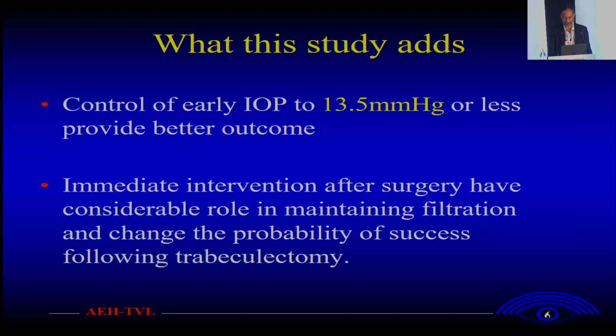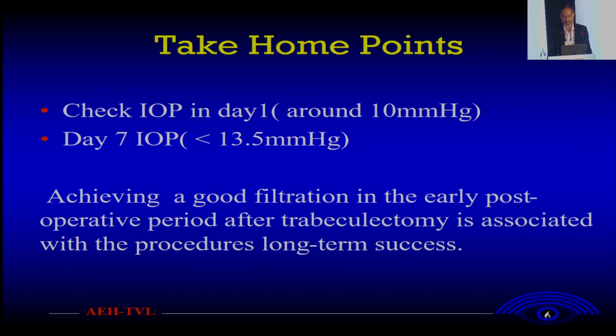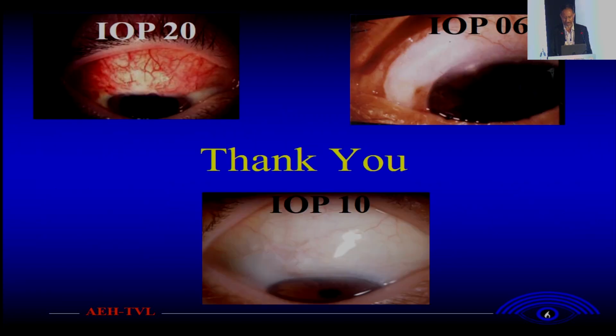So the take-home point is check IOP on day 1 if possible, keep the IOP less than 10, and on day 7 keep it less than 13.5. Achieving good filtering in the early postoperative period of trabeculectomy predicts the long-term success of the procedure. Thank you. So we want a diffuse and posterior filtering bleb, which is a lower one. Thank you.